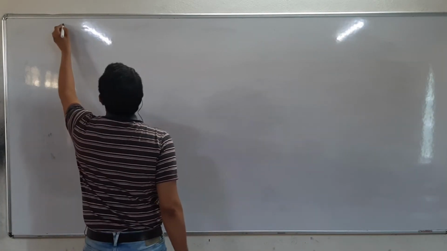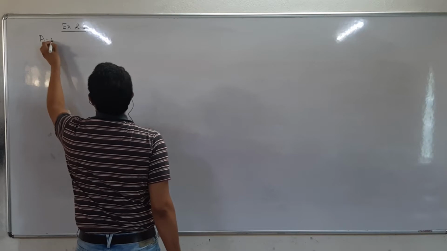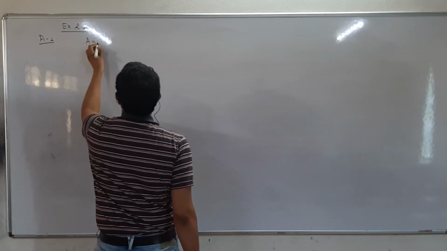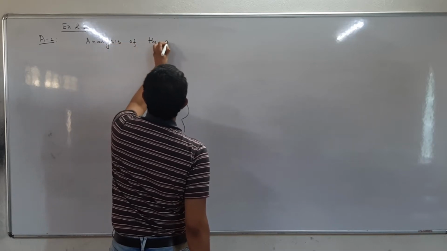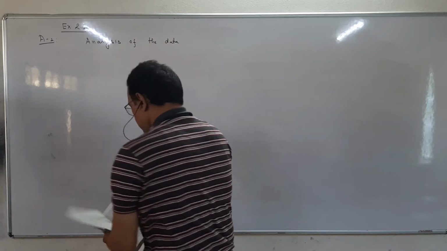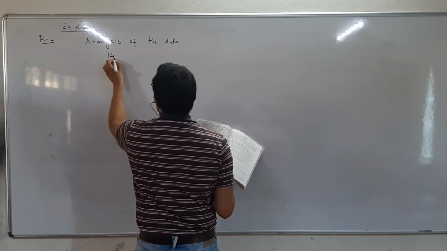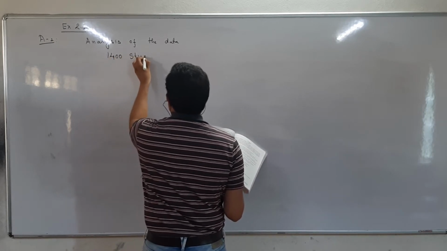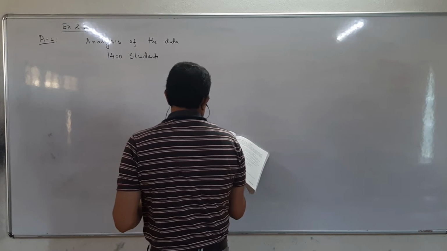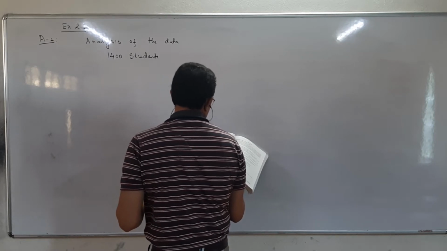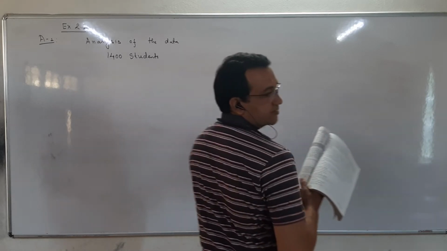So, students, I am starting exercise 2.2, main question 1. A rough table is called analysis of the data. There were 1400 students in a commerce college. So the total number of students was 1400. Among them, 855 were boys, and of them, 225 boys were in the second year.